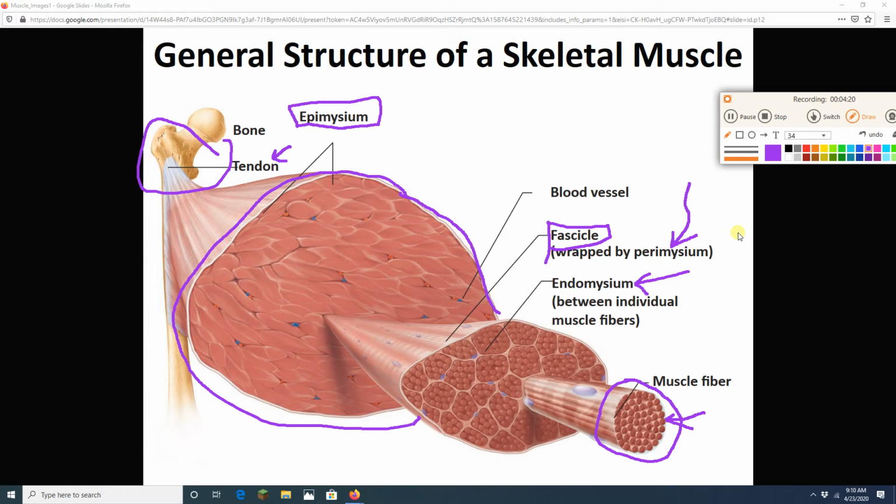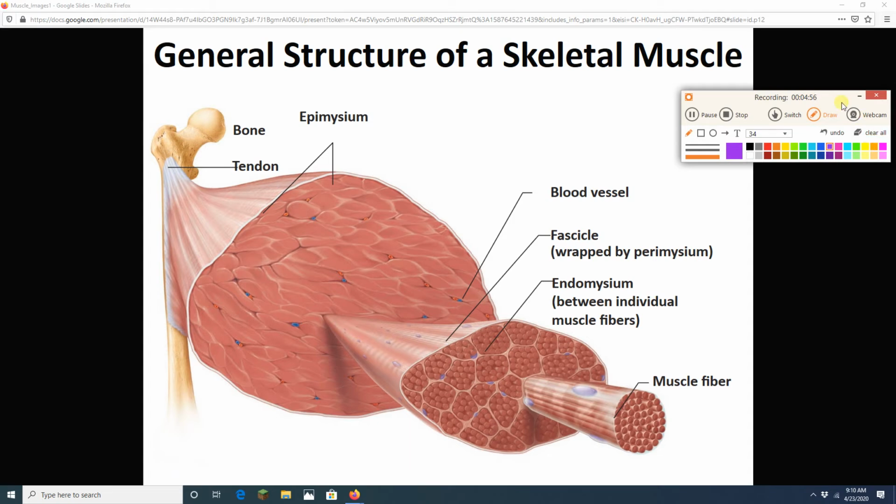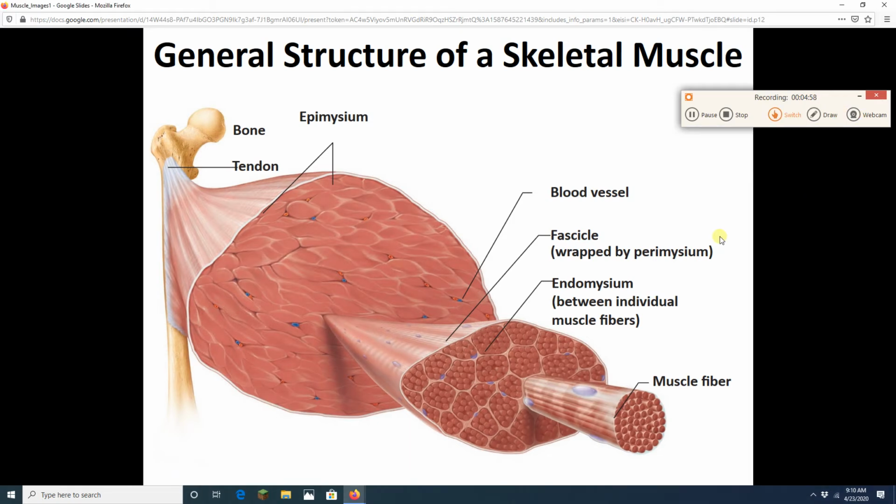Then the muscle itself is a bundle of fascicles. Each fascicle is a bundle of muscle fibers. The fascicle is surrounded by a connective tissue layer called the perimysium, and each muscle fiber or muscle cell is wrapped by a layer called the endomysium. All right. Now, not all muscle cells will have the same amount of these connective tissue wrappings. They will differ. Some skeletal muscles have more connective tissue. Some skeletal muscles have less.